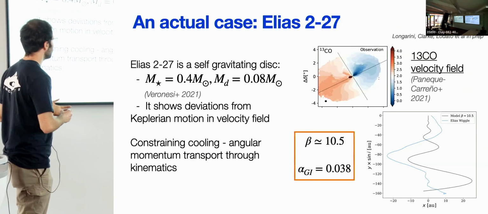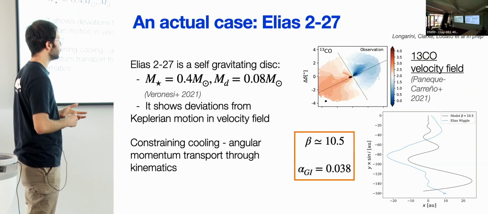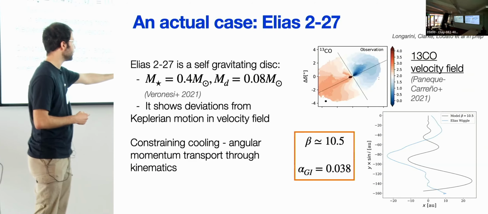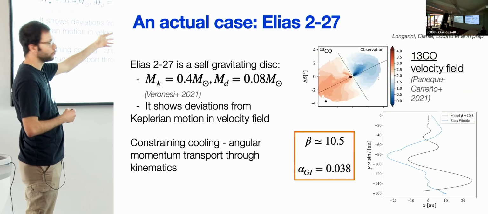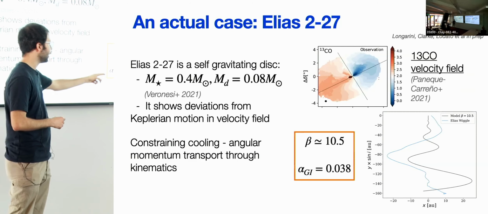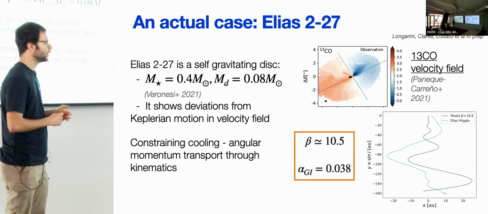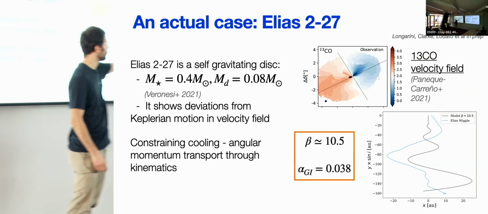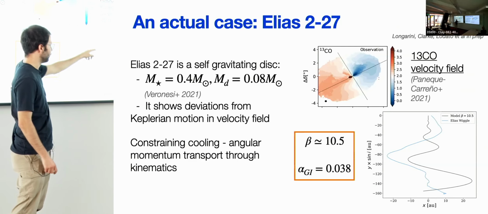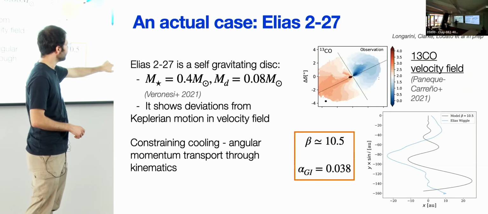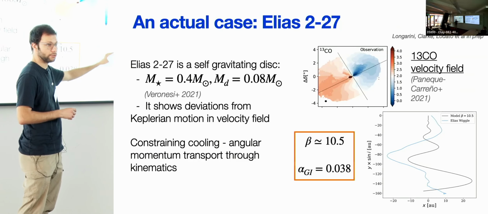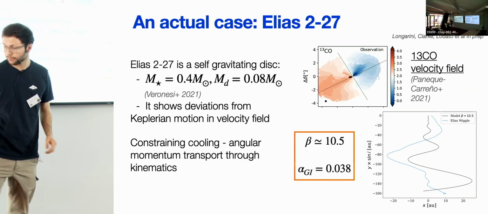And so what we tried to do is, by knowing the disk mass, to constrain the cooling factor, or equivalently the alpha viscosity, through the amplitude of the wiggle. And this is what we obtained. So a cooling factor of 10.5 or alpha GI of 0.038. And this is just a comparison between the shape of the central channel in the model, so the black line, and what we observe, the blue line. Of course, the morphology is not the same. What is the same is the amplitude of the perturbation. That is what we are trying to constrain here.